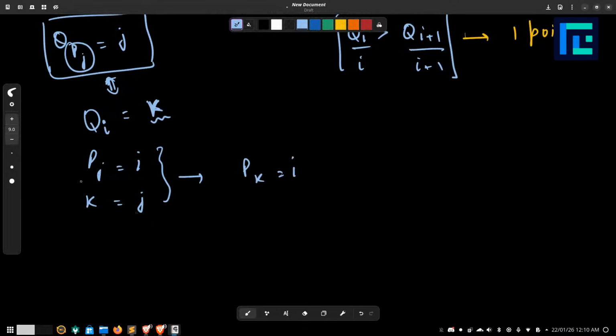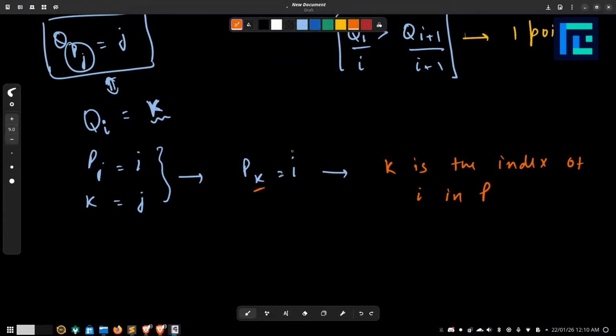Since k is equal to j, we can say p of k is equal to i. And that is simply, let me write this in words: k is the index of i in P.